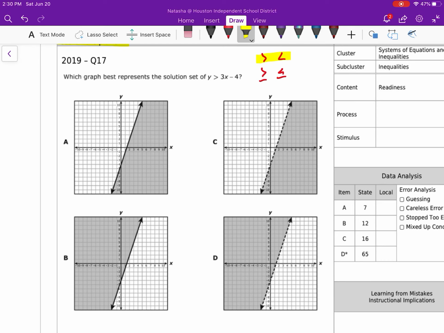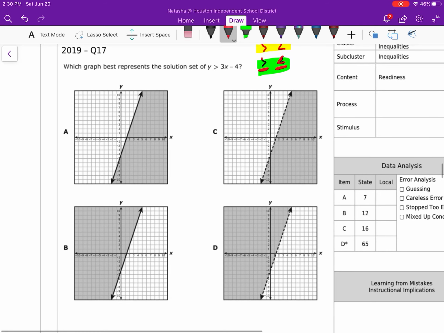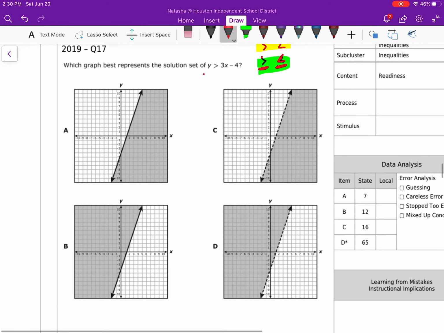Now, the first thing you need to notice is the difference between these symbols. When I have greater than or less than symbols, the line of my graph should be dotted. If I have less than or equal to or greater than or equal to, my line should be solid. So all I need to pay attention to is if I have a line underneath my symbol, like less than or equal to or greater than or equal to, then my line is going to be solid. And if it doesn't, then my line is going to be dotted.